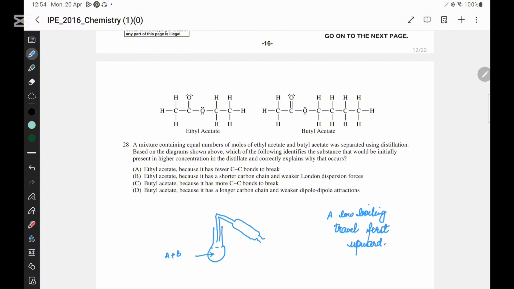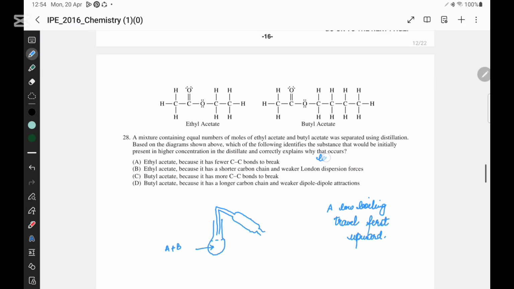Initially means the one which is going to have the low boiling point would be present initially in most of the quantity. So the one which is having the low boiling liquid would be present initially at the higher quantity, because when distillation starts, then it would evaporate first. So what happens in both of them, we need to find the low boiling liquid.